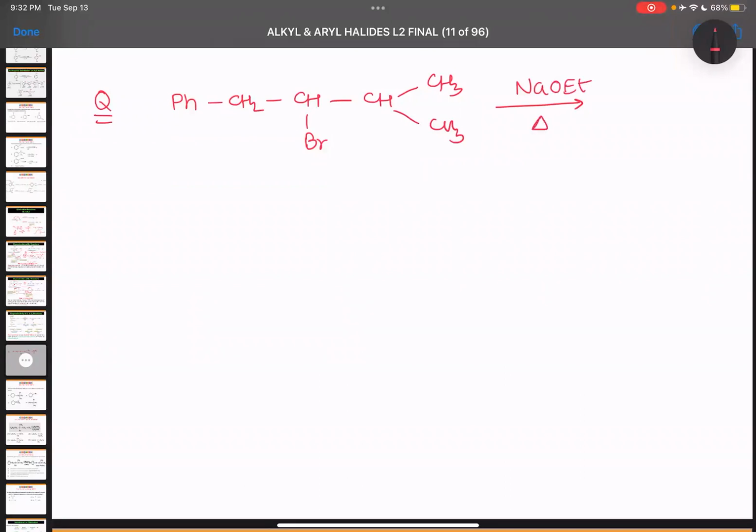Sir, what is NEET? Ethoxide, this is a base, sodium ethoxide, just like hydroxide: Na plus and O minus CH2 CH3. Just like OH minus, this is going to be a stronger base. And what is going to be the final answer to this?